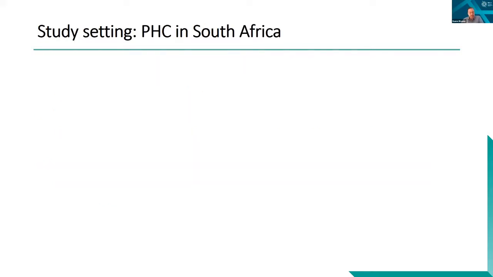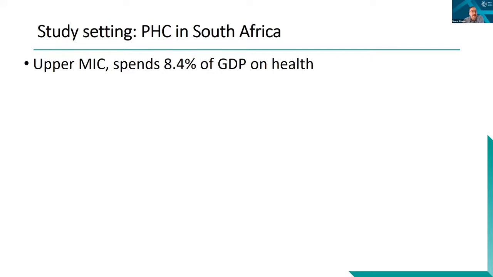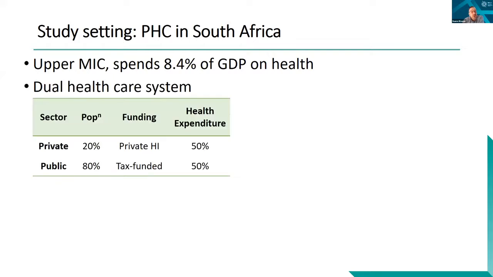So a little bit about the background. South Africa is an upper middle income country that spends quite a large proportion of its GDP on health. That's partly because we have a dual healthcare system. The private sector serves about 20% of the population and is funded largely through private health insurance. The public sector serves the majority of the population and it's funded through general taxation.